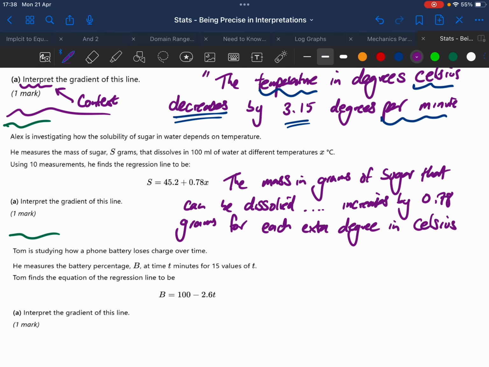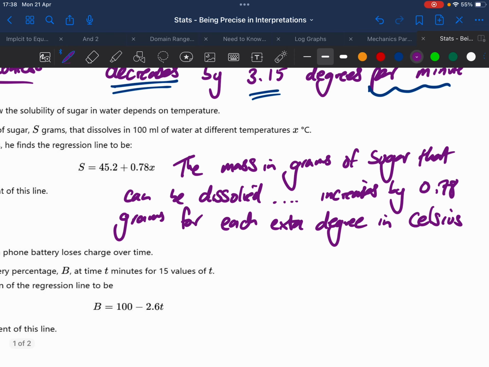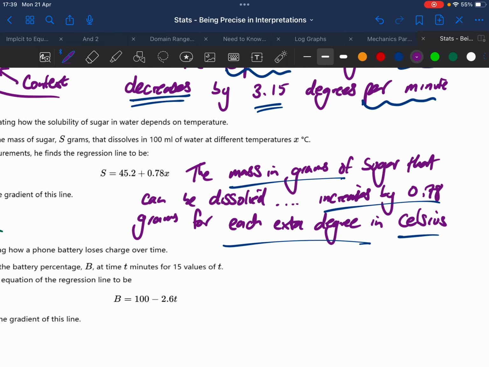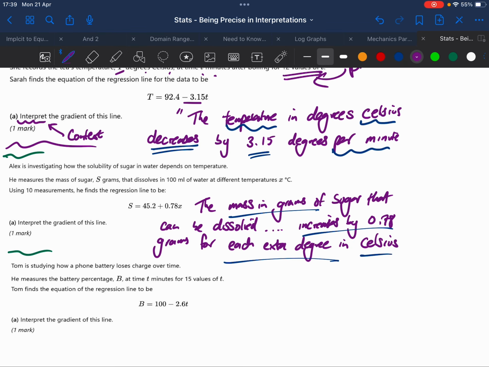So this is me being very, very careful, but the mass of sugar increases by the amount. So each degree temperature, those would probably be the key elements that you would have to mention. So it really does require this level of specificity and interpretation. Interpretation is all about context.